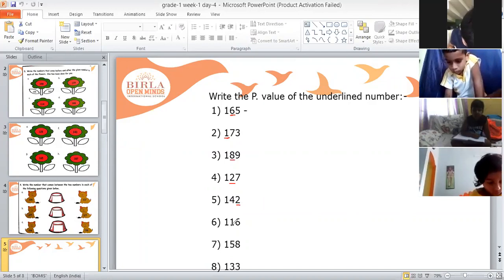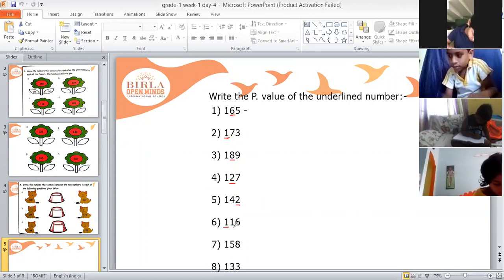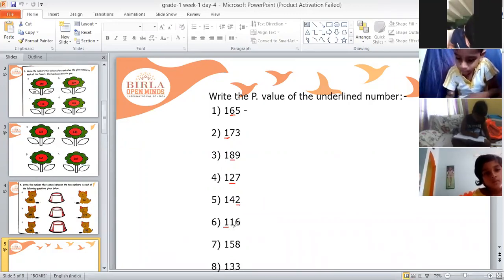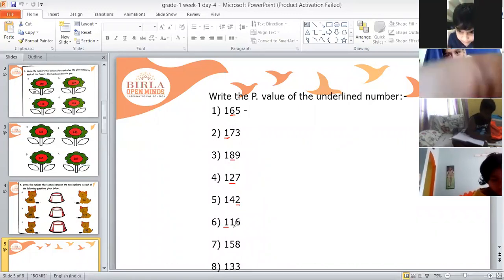In sixth bit, underline number 1. Which one I am underlining? I am underlining the number in hundreds place. In sixth bit, children, underline the 1 which is in hundreds place. You all can look on your screen. I am underlining.